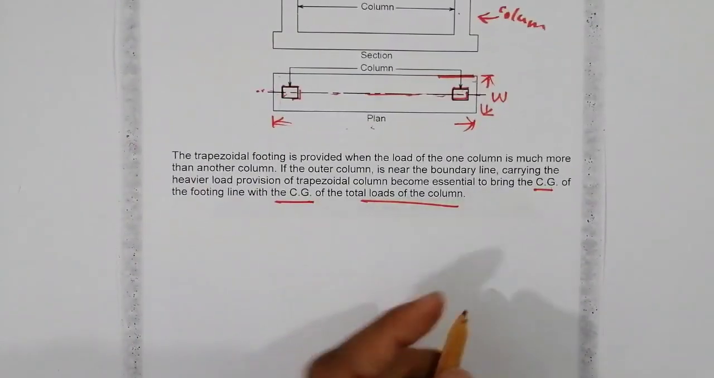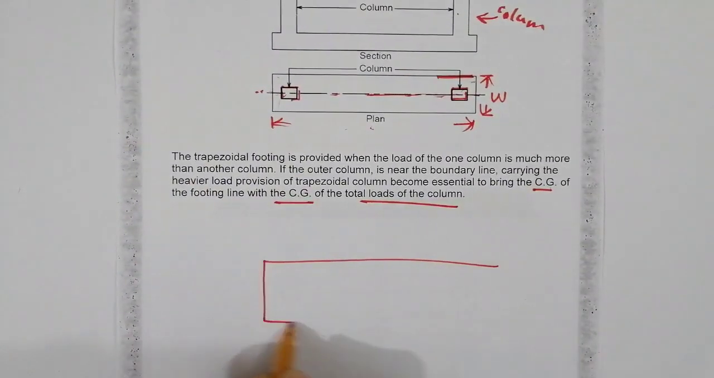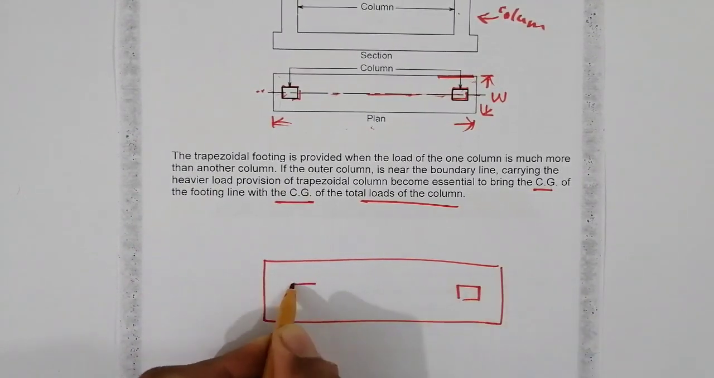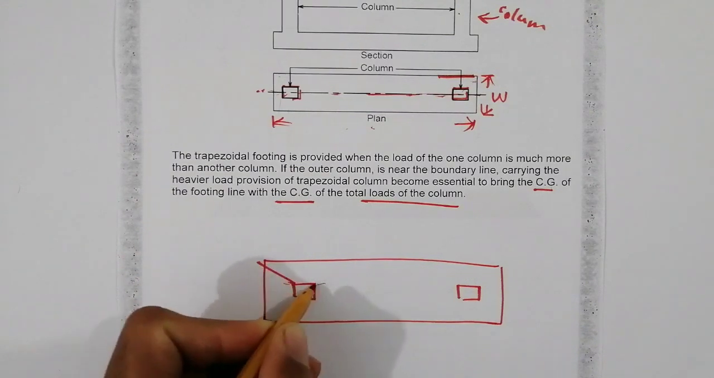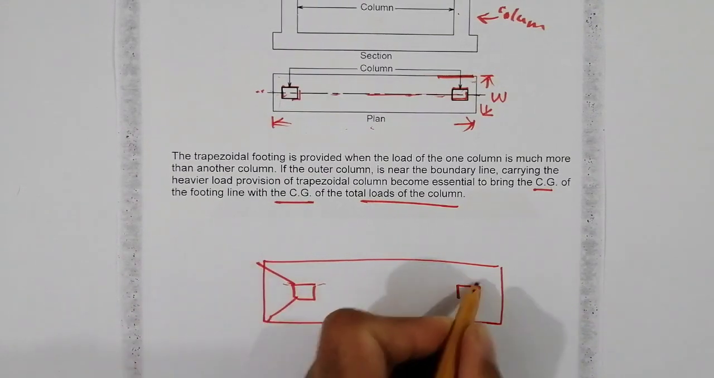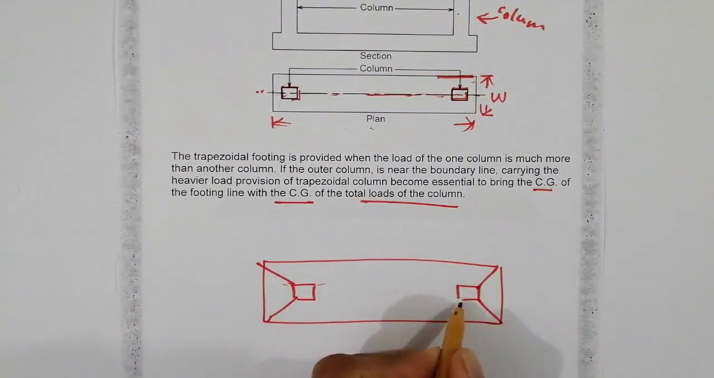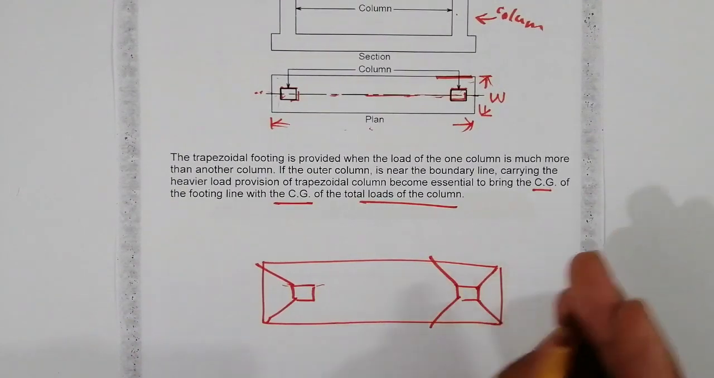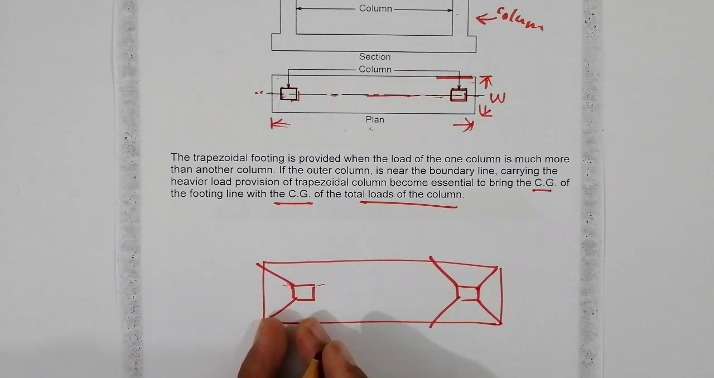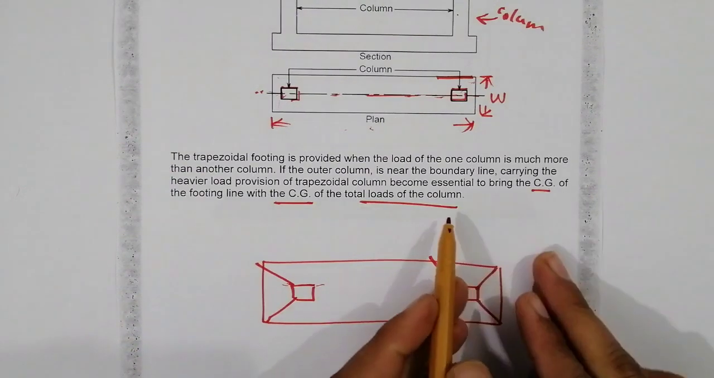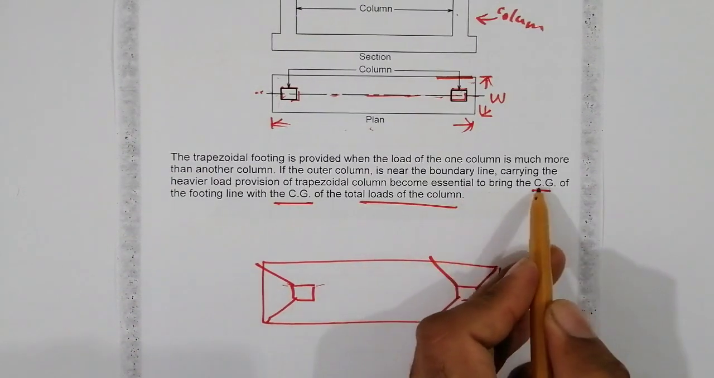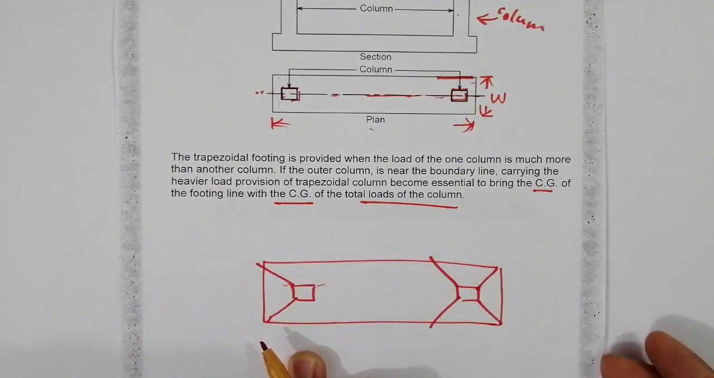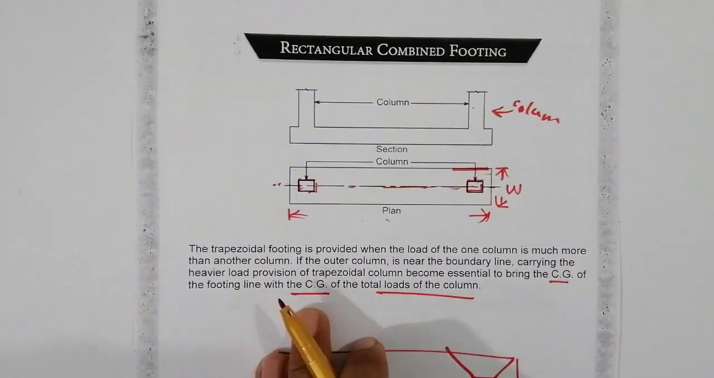When do we provide trapezoidal footing like this? When one column load is more than the other, because it can fit the center of gravity due to the more load. So then we will provide trapezoidal footing.